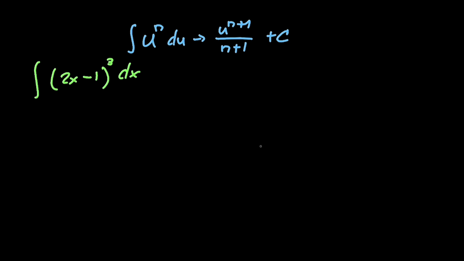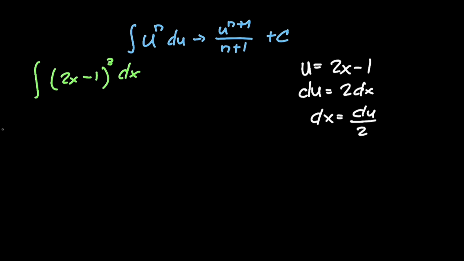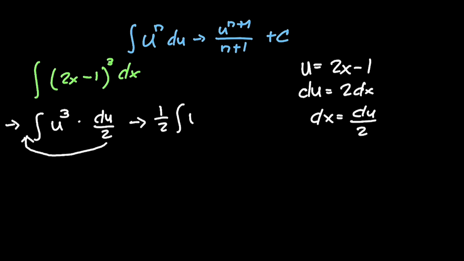The integral of (2x minus 1) raised to the power of 3 dx. Assign u value, which will be 2x minus 1. du would be 2 dx, so dx here would be du over 2. Substitute it back, you will get the integral of u raised to the power of 3, and dx would be du over 2.